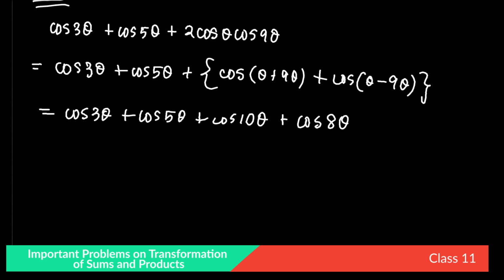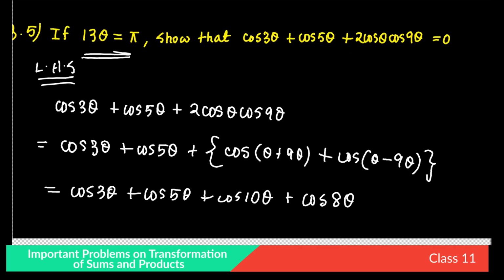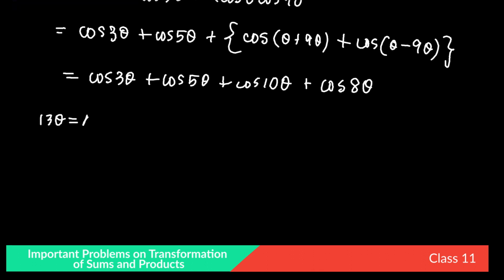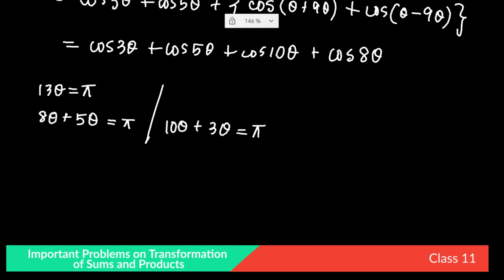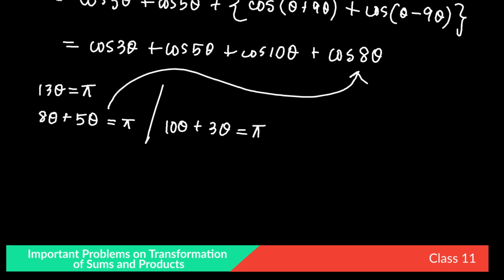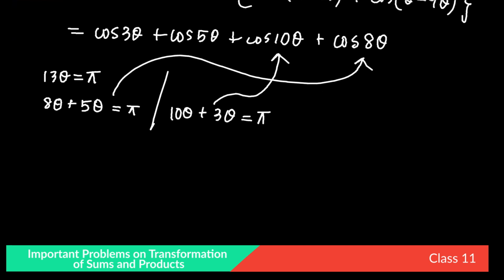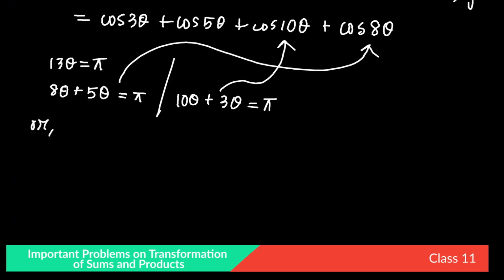Now, if you see carefully, in the question it was given that 13 theta equals pi. So we can break this 13 theta in two ways. First one is 8 theta plus 5 theta is equal to pi. Another we can write 10 theta plus 3 theta equal to pi. Why am I writing this? Because we will get a relation from each of these. So in place of 8 theta, we can write pi minus 5 theta. In place of 10 theta, we can write pi minus 3 theta.